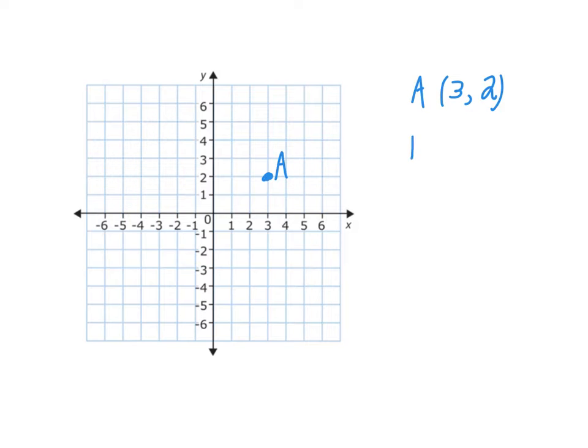Let's do a few more. Point B, (-5, -2). I'd move 5 units to the left and 2 units down.